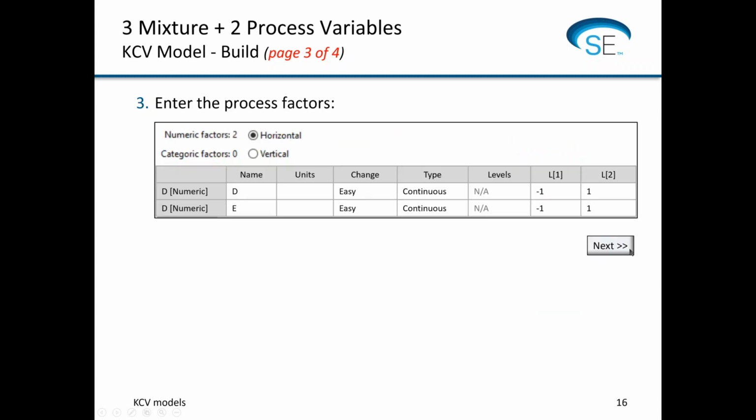And then the process factors, if they were temperature, pressure, or some other process factor, you could put in the levels. We're just going to leave them at plus and minus 1.